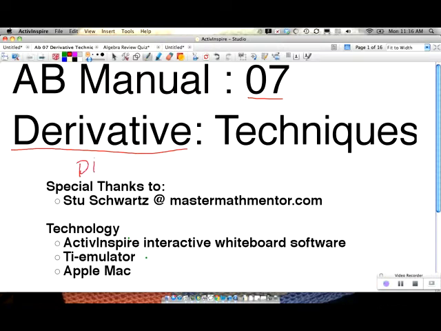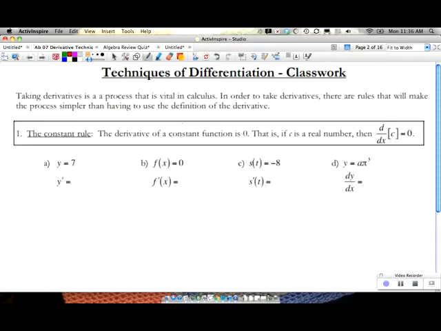Big idea here, we're doing derivative or differentiation techniques. Again, here's all the things that we're using. Let's jump right into it.